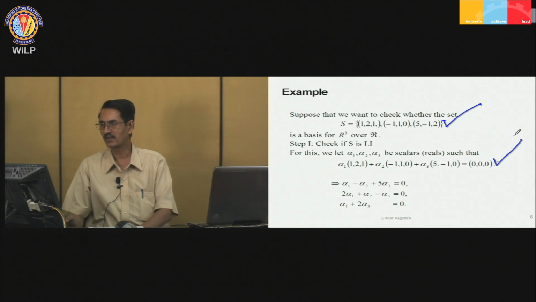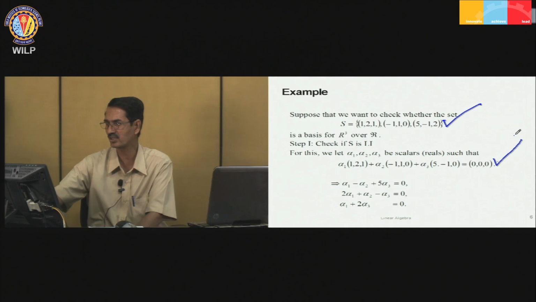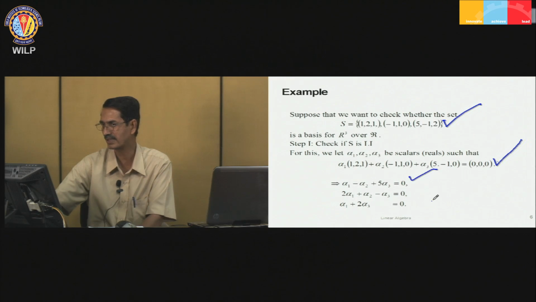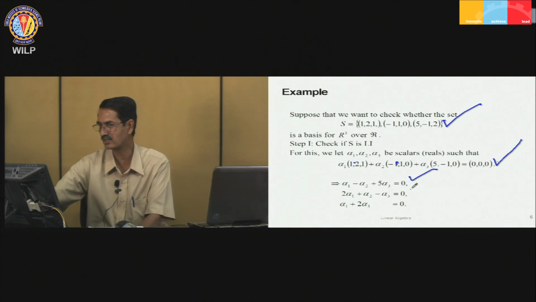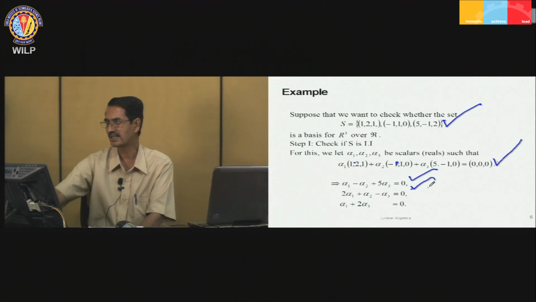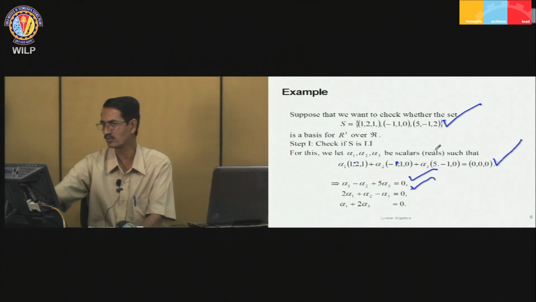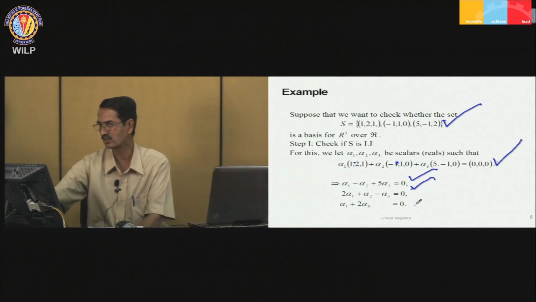And from here you see that you are going to get 3 equations, 3 unknowns. What are we going to get here? From alpha 1 minus alpha 2 plus 5 alpha 3 is equal to 0 from here. Second element is here: 2 alpha 1 plus alpha 2 minus 5, not minus, alpha 3 is equal to 0. This is the second one. Third is that alpha 1 plus alpha 2 into 0 plus alpha 3 into 0.